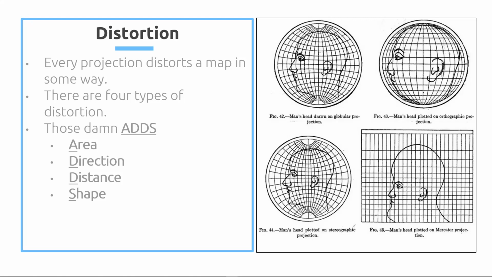And so just like every time you're looking at a map, just keep these in mind, right? Ads, area, direction, distance, and shape. They will all have some type of distortion, and if you look close enough, you'll be able to find it.